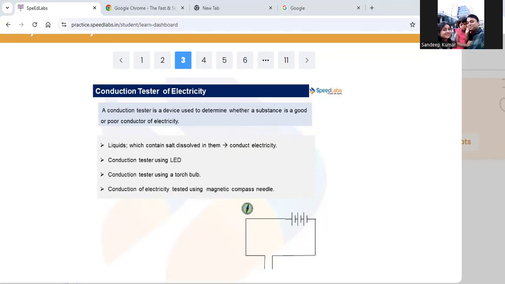The bulb will glow. If instead of this you put petrol or kerosene, in this case they are non-electrolytes, so the bulb will not glow. In this way, we can test whether the solution is conducting or not.